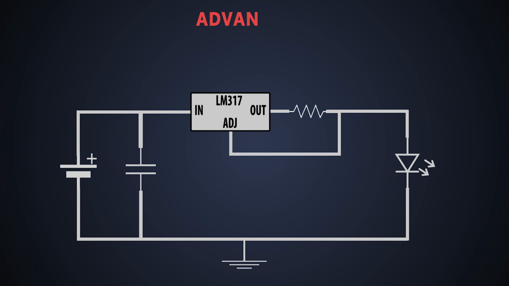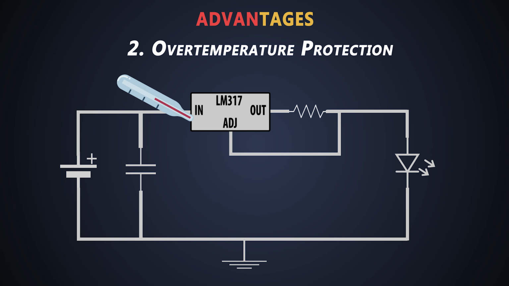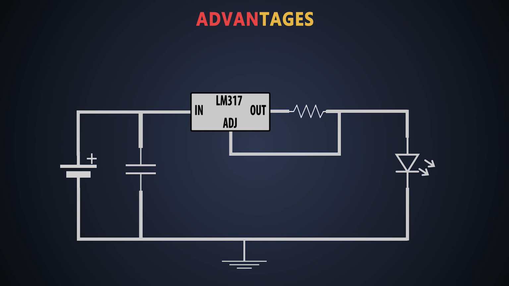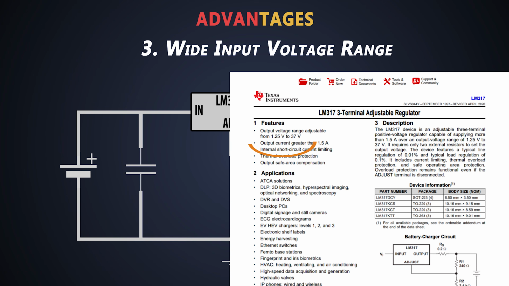Well, there are many advantages of this circuit. We need very less components to get constant current out of this voltage regulator. There is an over temperature protection in such ICs, so it could come handy when more load current is required and it tries to increase the junction temperature of the IC. The voltage regulators have a wide input voltage range, so we can use them very easily.